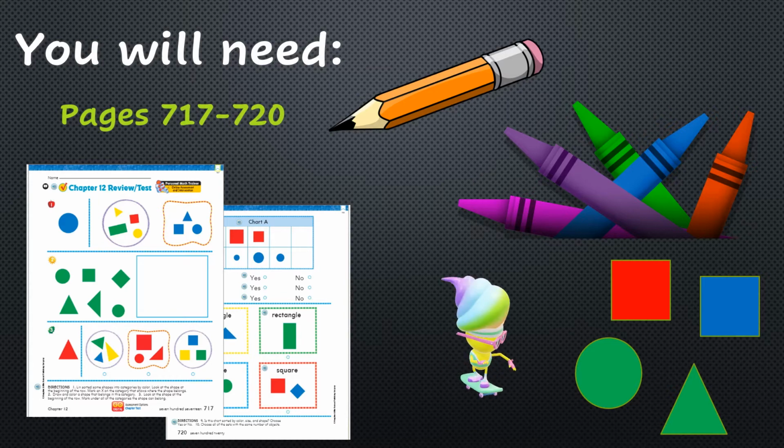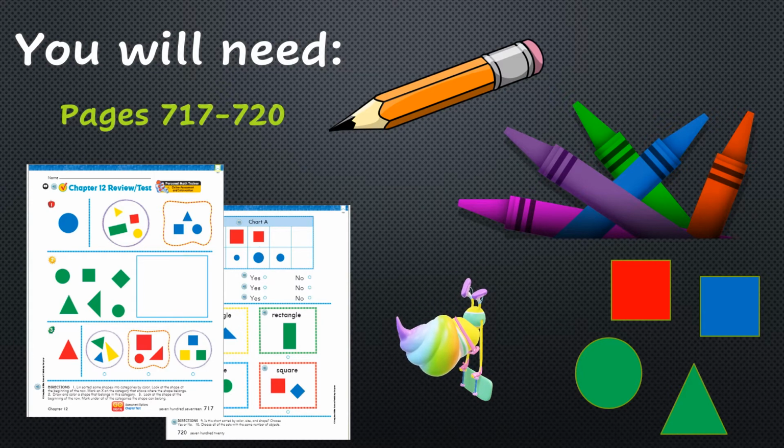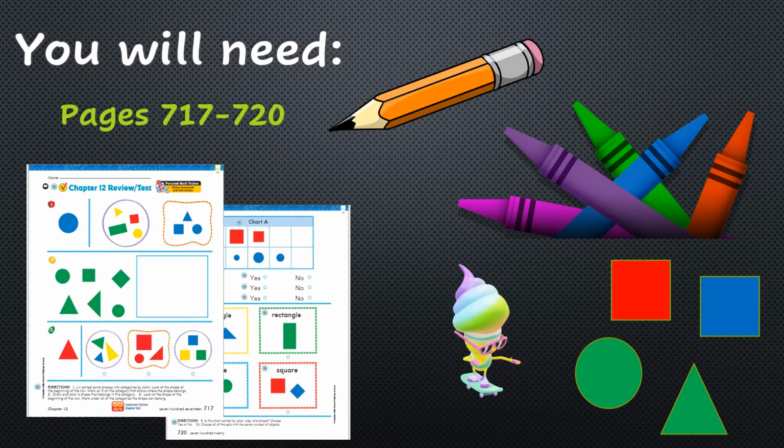For today's lesson, you will need your math workbook pages 717 through 720, a pencil and crayons, as well as your bag of mixed colored shapes. Make sure that you have all of those items gathered, and then go ahead and let's begin our test.